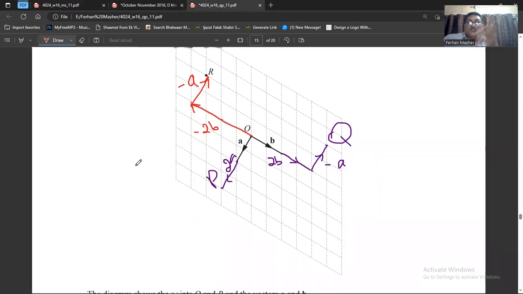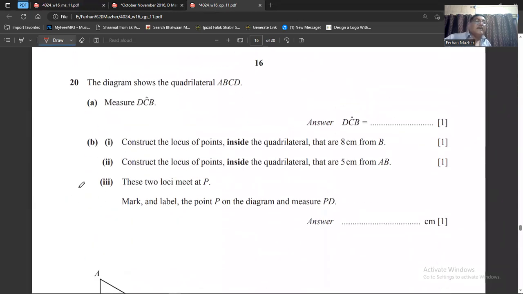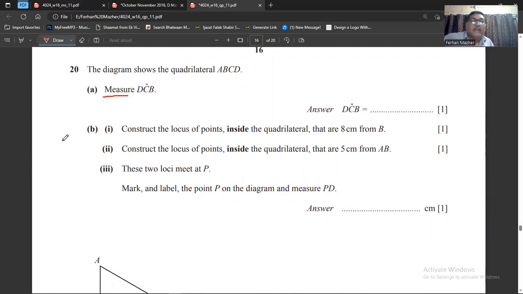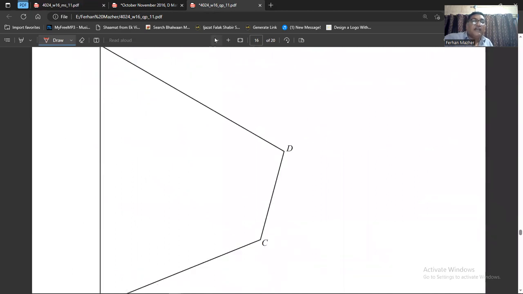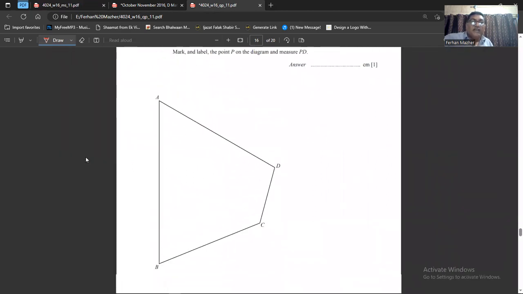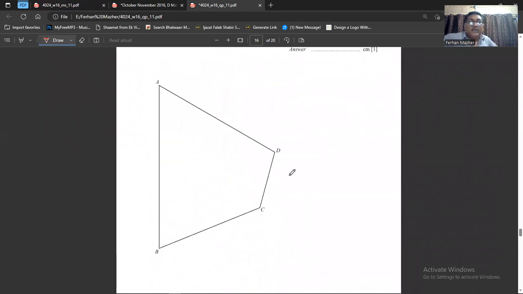So this is a very close diagram. It says the diagram shows the quadrilateral ABCD. The first question they are asking is measure. Measure means with the help of the protractor, measure the angle DCB. They want me to find out the angle DCB.